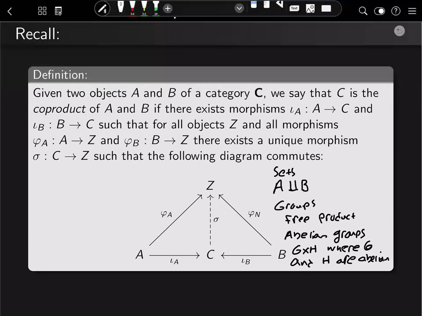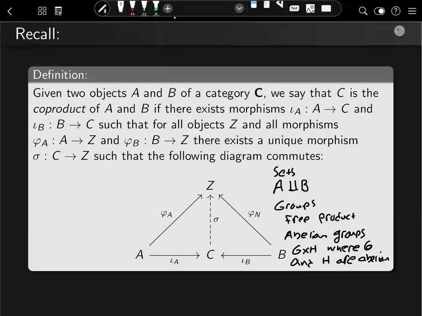So this is where the category of abelian groups and the category of groups differ. They differ in their coproduct structure. And this is one of the reasons why we enjoy abelian categories. They have very nice properties.